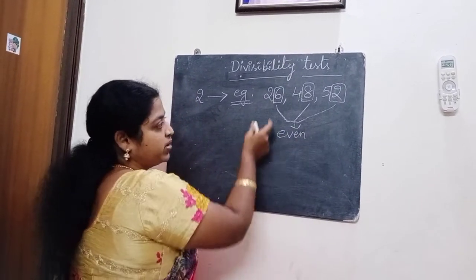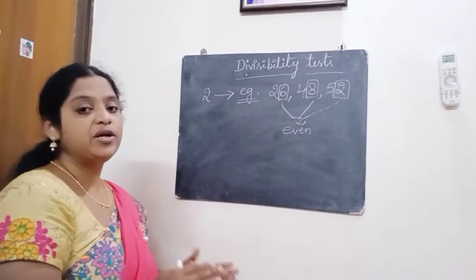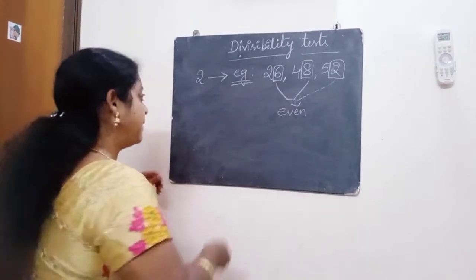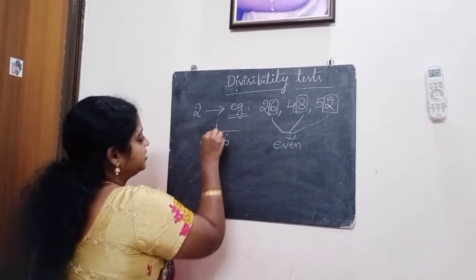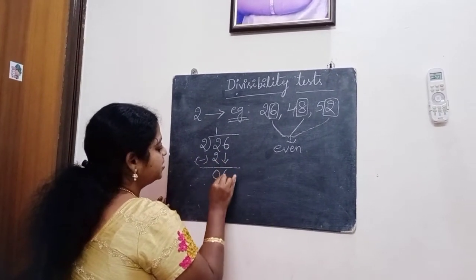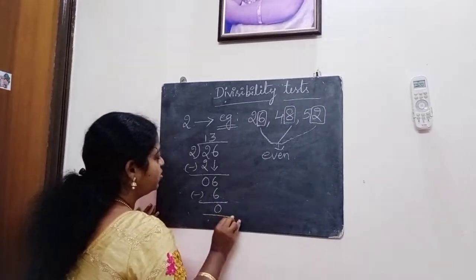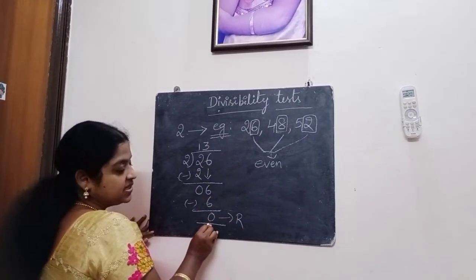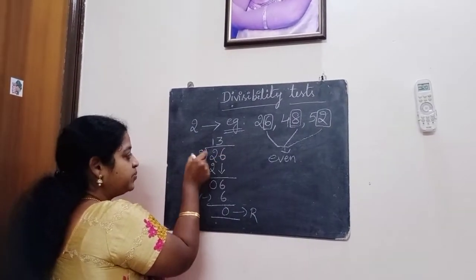So you can say that 26, 48 and 52 are exactly divided by 2. Exactly divided by 2 means the remainder will be 0. Shall I check one? 26, 2 ones are 2. Subtraction 0 and take down this 6. 2 threes are 6. Subtraction 0 and the remainder is 0. This is the quotient. We need to observe the remainder. Remainder is 0 means 26 is exactly divided by 2.